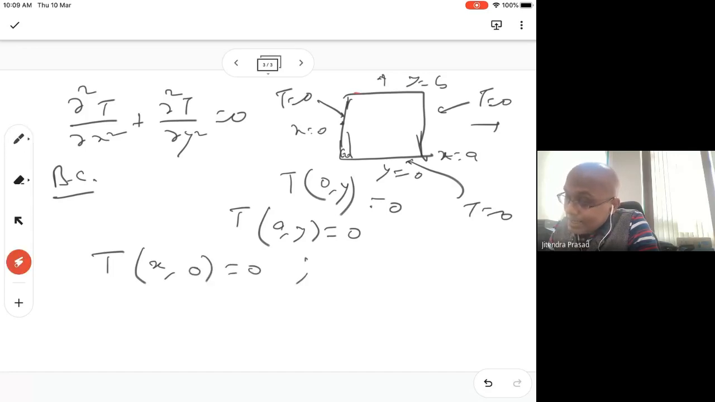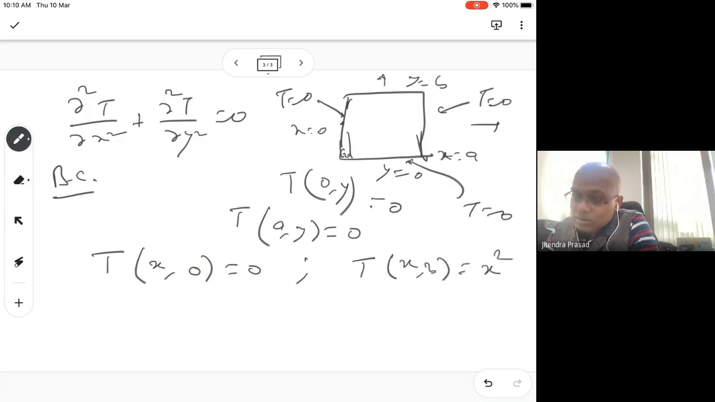And let us say at this top edge, T at x and y equal to b is equal to, let us say, the value x square. You can have anything, right? So let us say this is x square. So we want to solve it. Then let us see what happens.